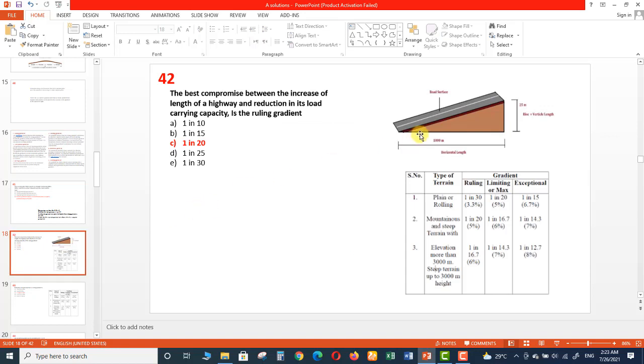So, if we consider this figure, if we take any 2 points, like for example, this point and this point, then the average between the rise and fall of these 2 points will be the average gradient.